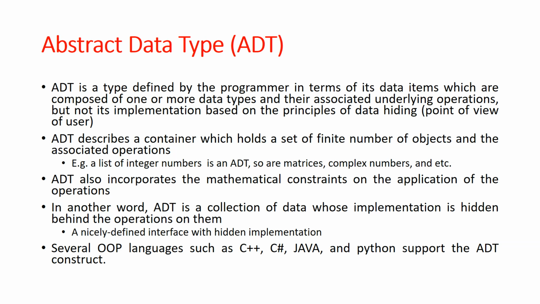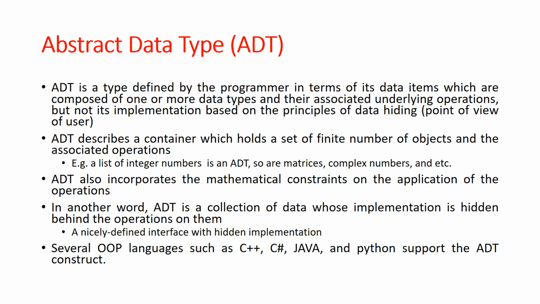Or you can have an abstract data type of matrices. You can represent a matrix or a complex number. That can be an abstract data type. But how this is done is hidden, based on the principles of data hiding. ADT also incorporates the mathematical constraints on the application of the operations. For example, if you want to do matrix operations, there are certain constraints that you have to follow, or if you want to do division, you have to follow certain constraints. So ADT also incorporates those constraints and requirements.